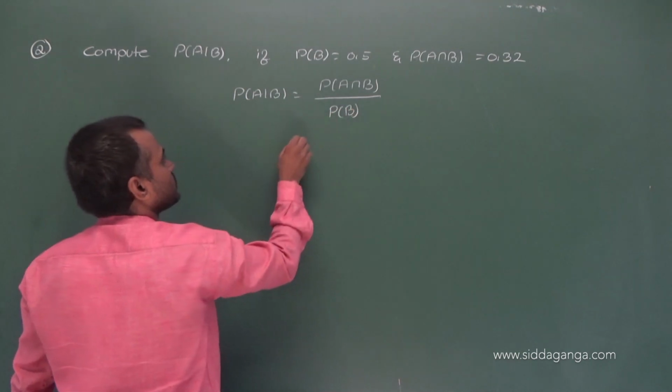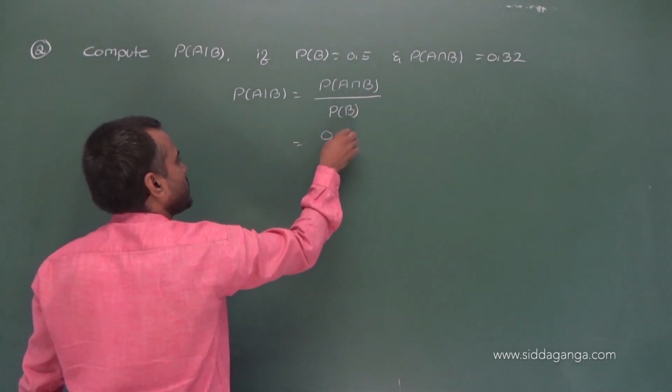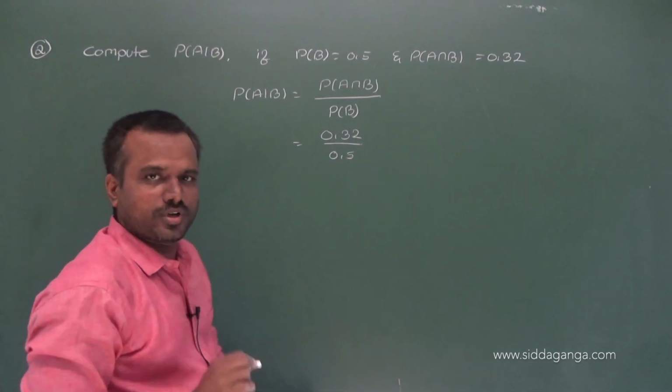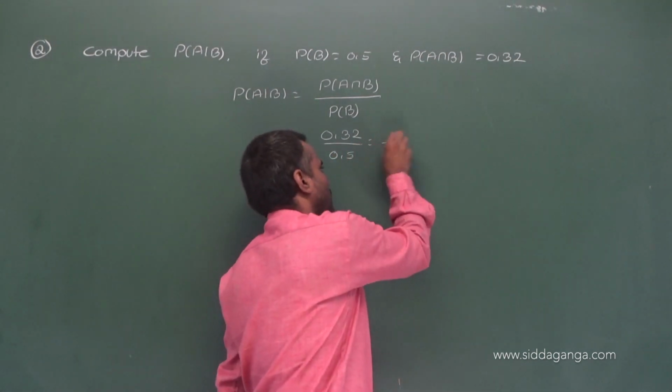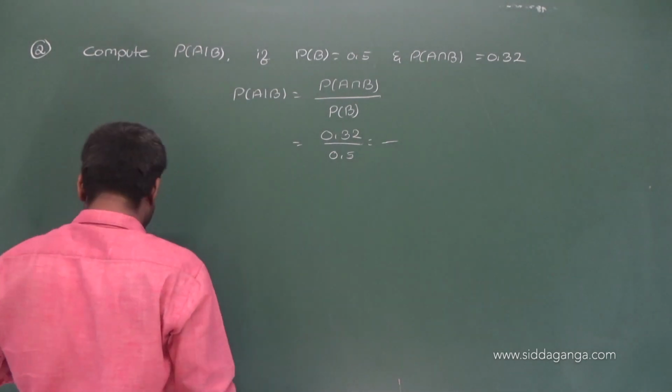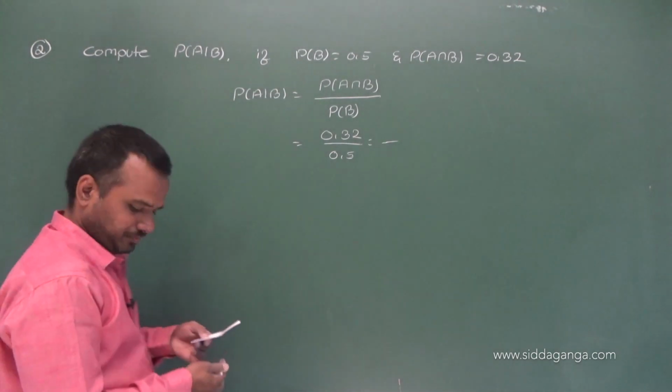Correct? So 0.32 divided by 0.5. That I leave to you. Calculate and write down the answer. 0.32 divided by 0.5. Next question.